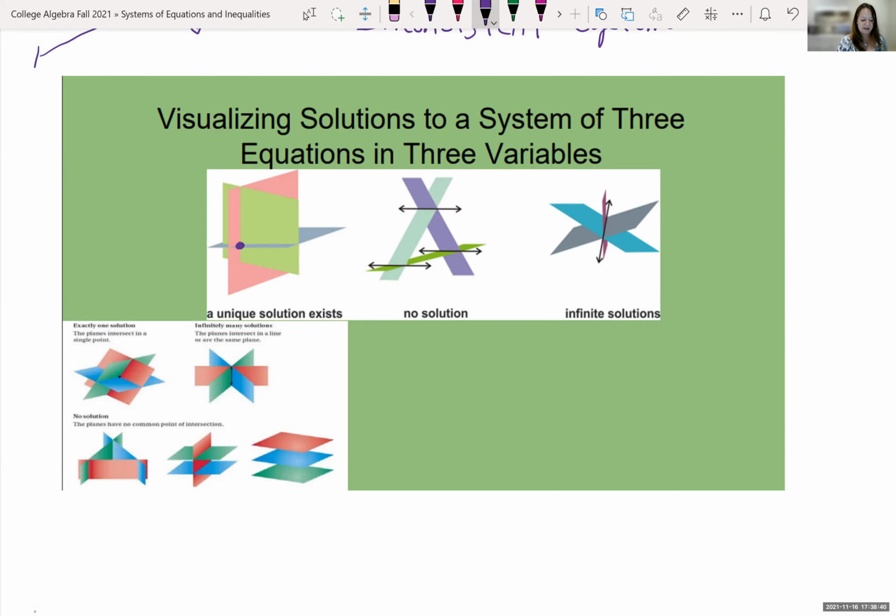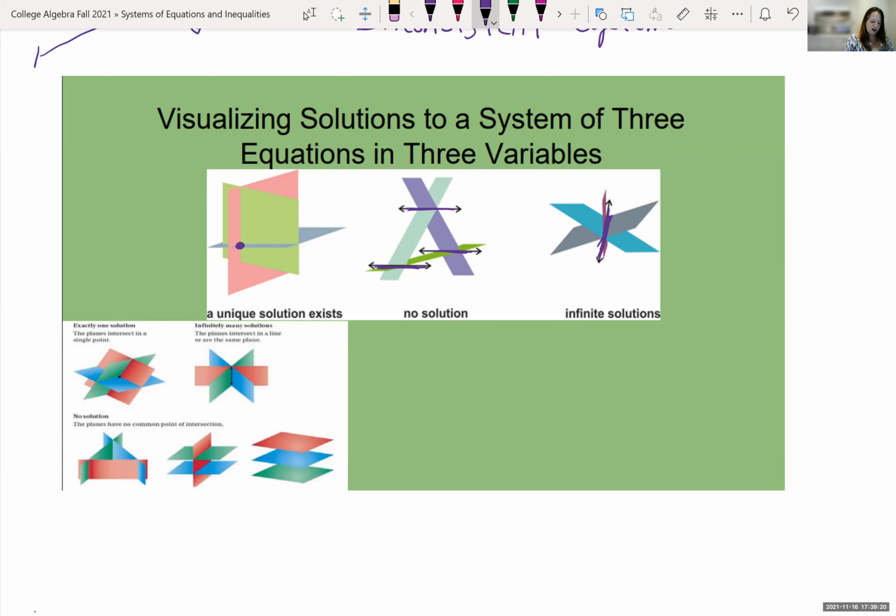Here's a case where we have 3 different kinds of planes, but they're never intersecting at the same spot. Here, 2 of the equations meet, but they're not always meeting at the same place, all 3 of them. In this case right here, this line is where they all meet. They're intersecting at a line, so any point on that line would satisfy the system.